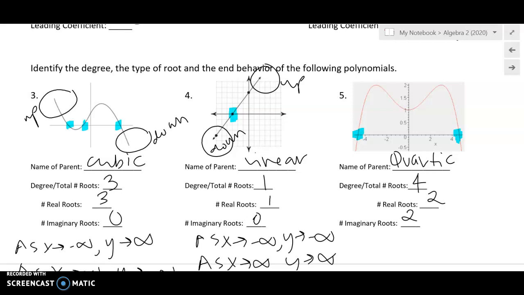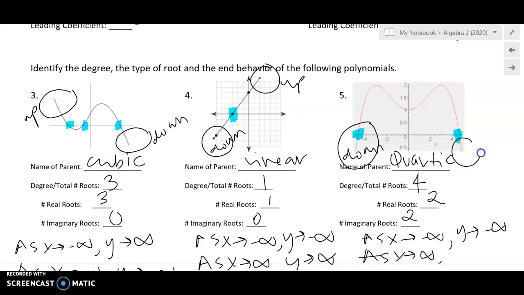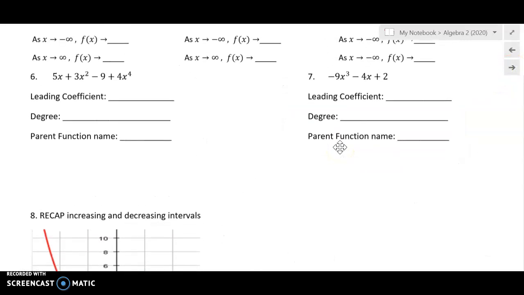Let's do the end behavior here. As x approaches negative infinity, so I'm looking on the left side over here, this one is pointing downward, so that side goes down. And vice versa, as x approaches positive infinity, so on the right side, this one is also going down, so that would be negative infinity. We never write the word up or down, we use positive infinity or negative infinity. Okay, a little bit more. So that's the part that got cut off.